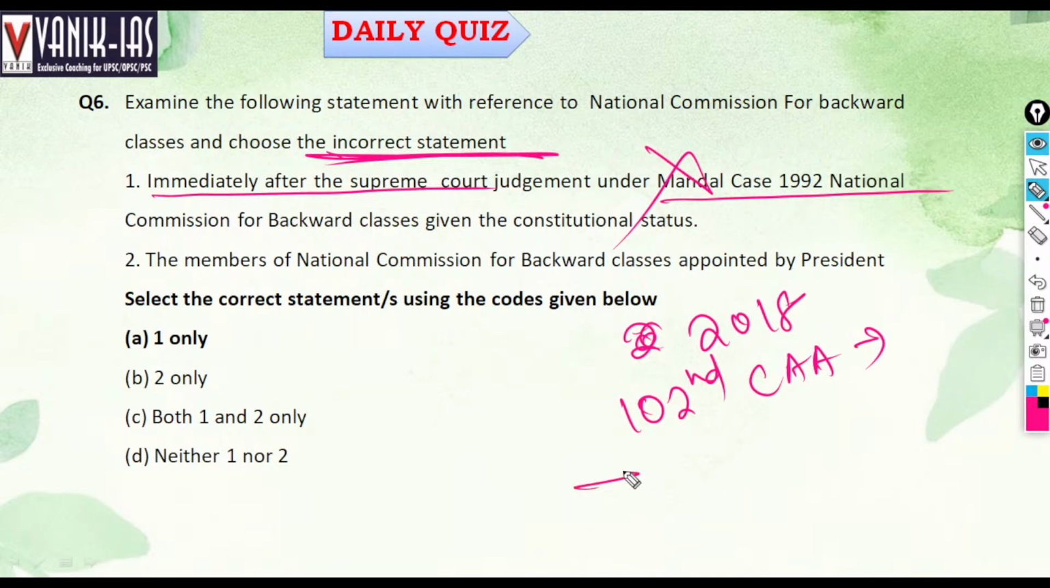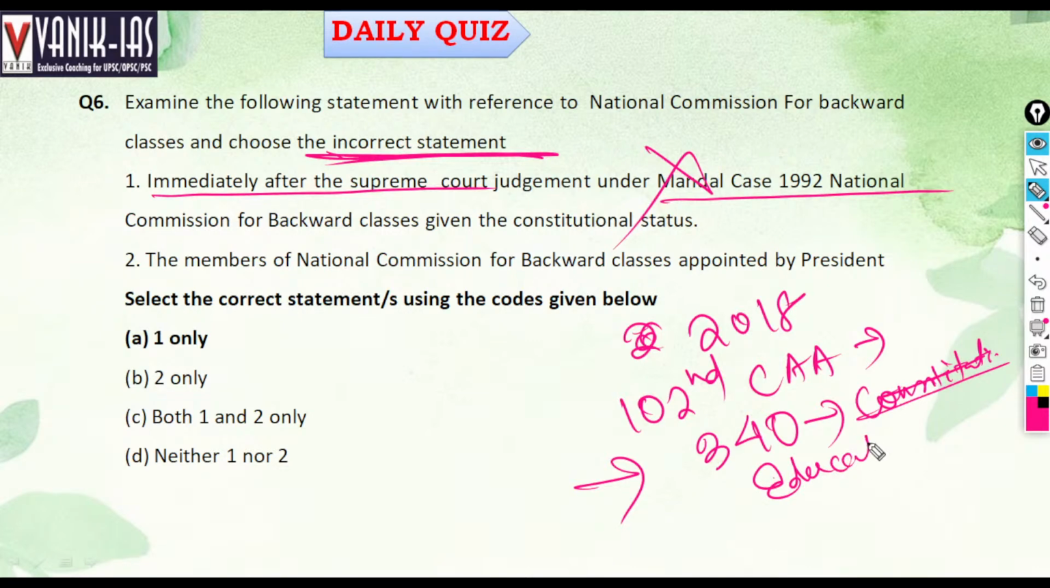Remember, the constitutional provision regarding backward classes is Article 340. Article 340 relates to educationally and socially backward classes. Educational and social backward under Article 340. Right. Okay. Next.